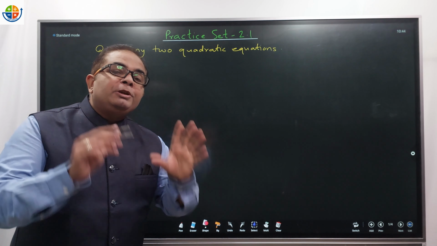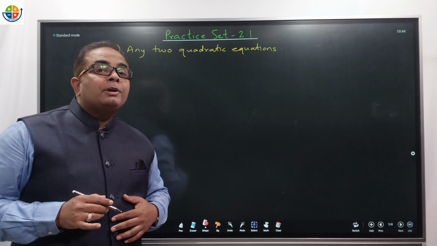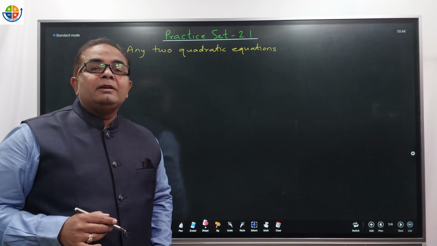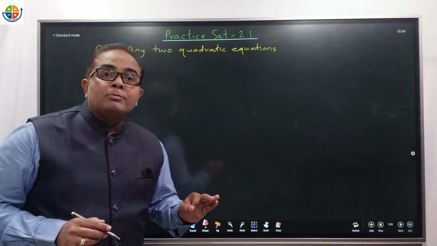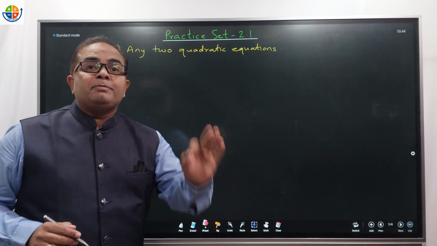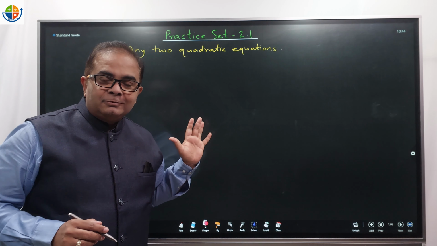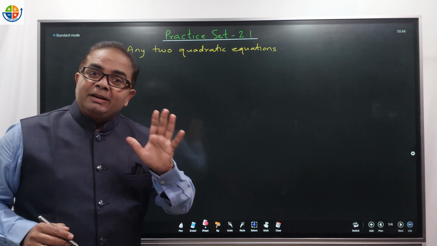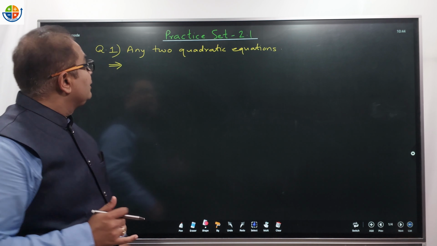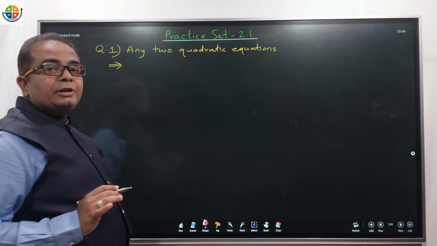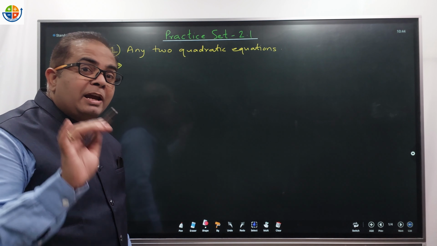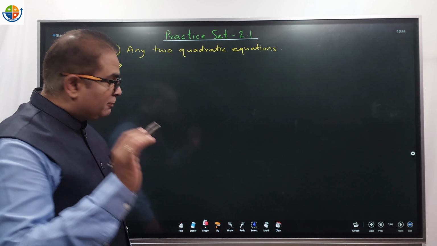हमें कोई भी दो quadratic equations लिखना है. Okay. What we should write? The equation in the form of ax square plus bx plus c is equals to 0. Then and then only it is a quadratic equation. ये तो concept पता है, right? तो हम लिखते हैं any two quadratic equations. Okay. ax square plus bx plus c is equals to 0.